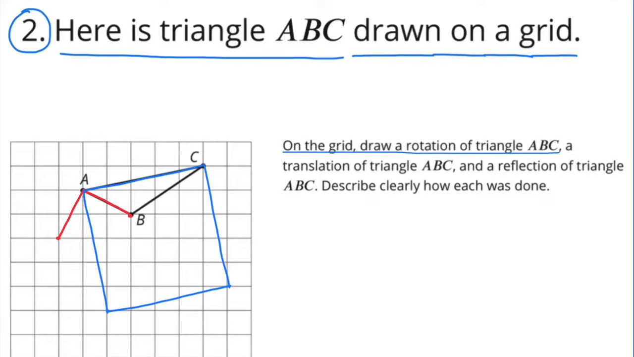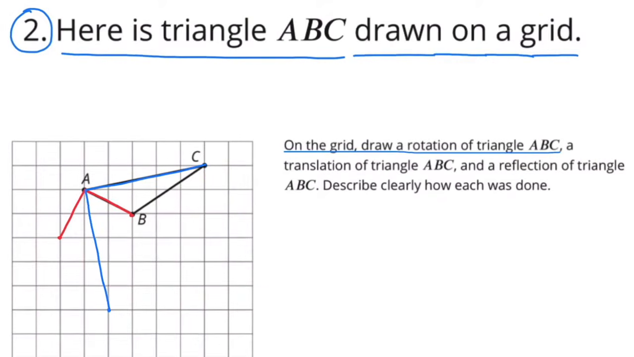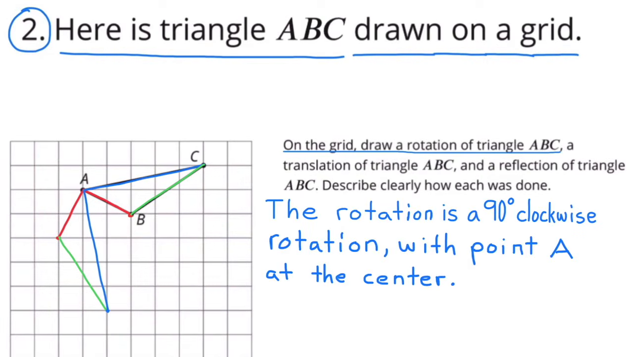I'll repeat that procedure with line AC. I'll start with a square so that I have a 90-degree angle, and I'll eliminate the sides that I'm not going to need, and I've moved line AC to its new location, which is a 90-degree rotation. The last line is the simplest. I'm just connecting the end of line C with the end of line A, and that gives me line BC. The rotation is a 90-degree clockwise rotation with point A at the center.